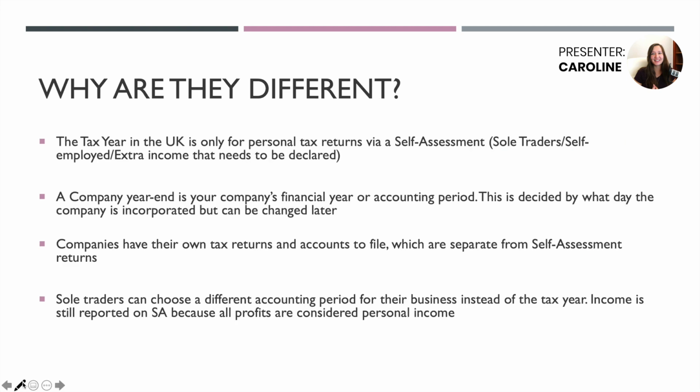And why are they different? Why is the tax year different to the company year end? The tax year in the UK is only for personal tax returns via a self-assessment. So sole trader, self-employed, extra income that needs to be declared, anything else that you need to basically tell HMRC about, you will complete a personal tax return, and the tax year is always going to be the same for everyone. And it kind of coincides with HMRC's own, the government's own budgeting and tax planning timeline, which goes from the 1st of April every single year.